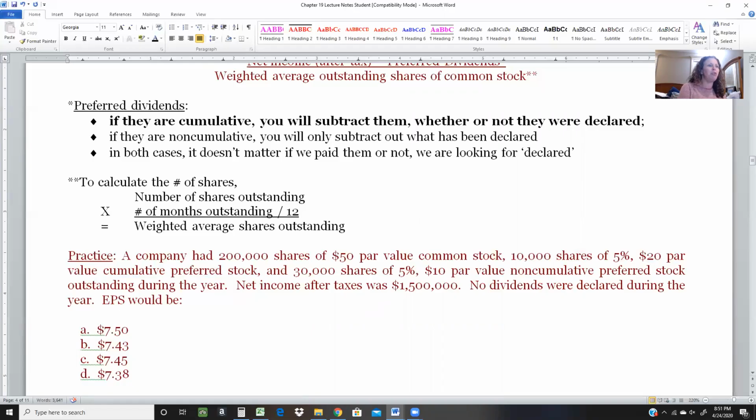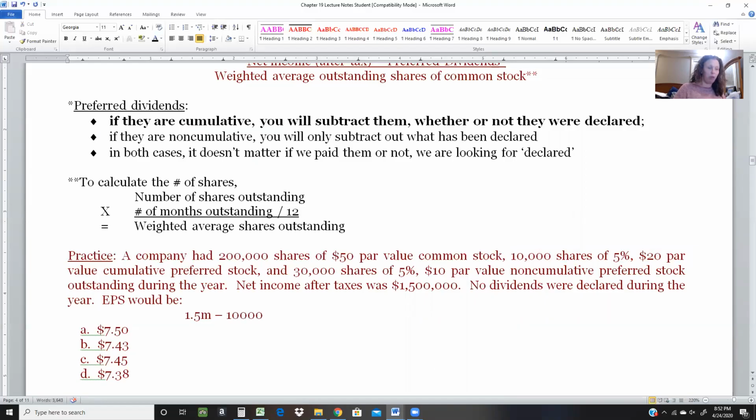What we're going to do is take the net income and subtract from that the preferred dividends, especially if we pay them. If we do not pay them, we only subtract the cumulative ones. So we go to our cumulative ones and figure out what the cumulative dividends for the preferred stock are. 10,000 shares of 5% $20 par value cumulative preferred stock: 5% of $20 is $1 a share, times 10,000 shares. So we subtract out 10,000.